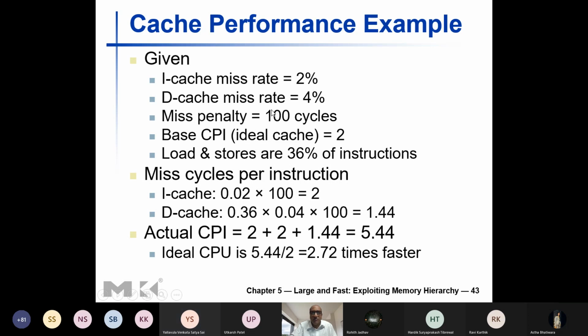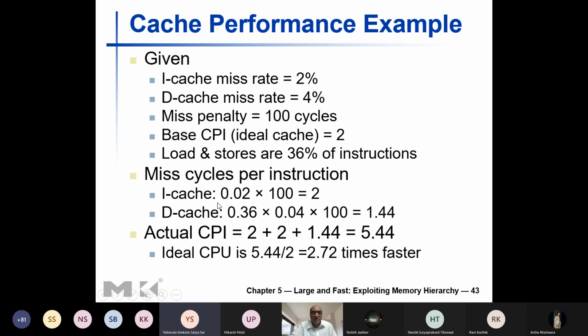Then with these inputs, if you try to calculate, the instruction cache will generate a miss rate equal to 2%. So with that, the penalty offered by the instruction cache will be 2%. Each miss will require a penalty of 100 cycles.